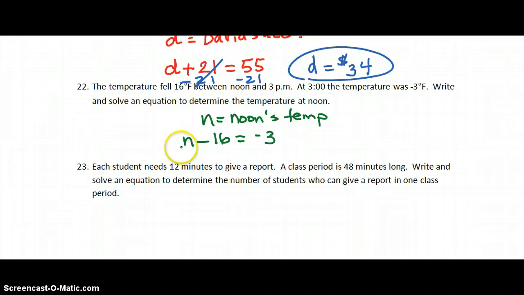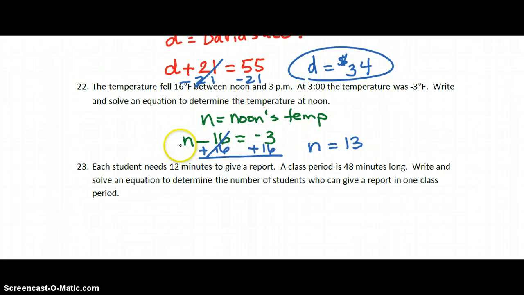So I need to figure out what the temperature was at noon that made it -3 after it dropped 16 degrees. So the inverse operation of subtraction is addition. I'm going to add 16 to both sides. And that tells me that N equals a positive, because remember those adding and subtracting integers, there's opposite signs, so we subtract and keep the sign of the larger absolute value. And the absolute value of 16 is bigger than the absolute value of -3. So we subtract and we'll get 13.